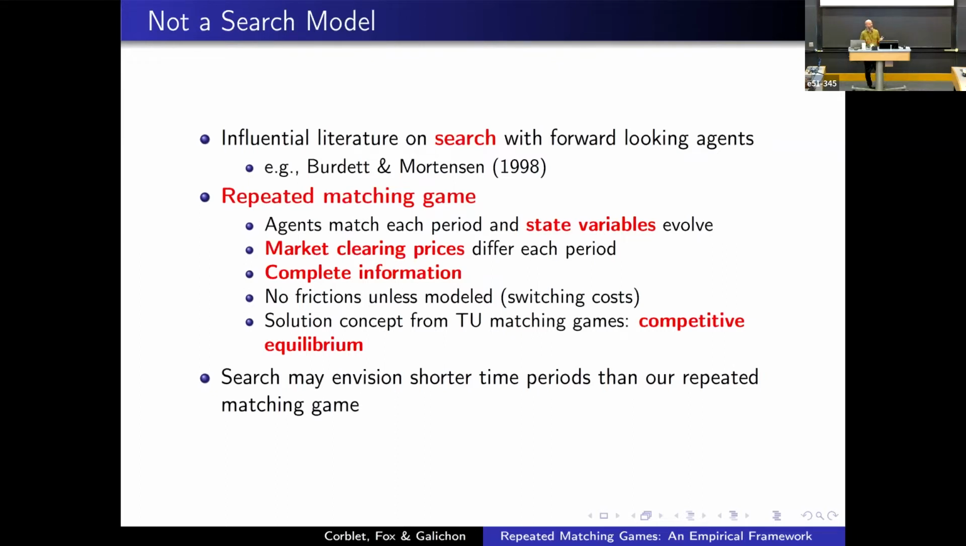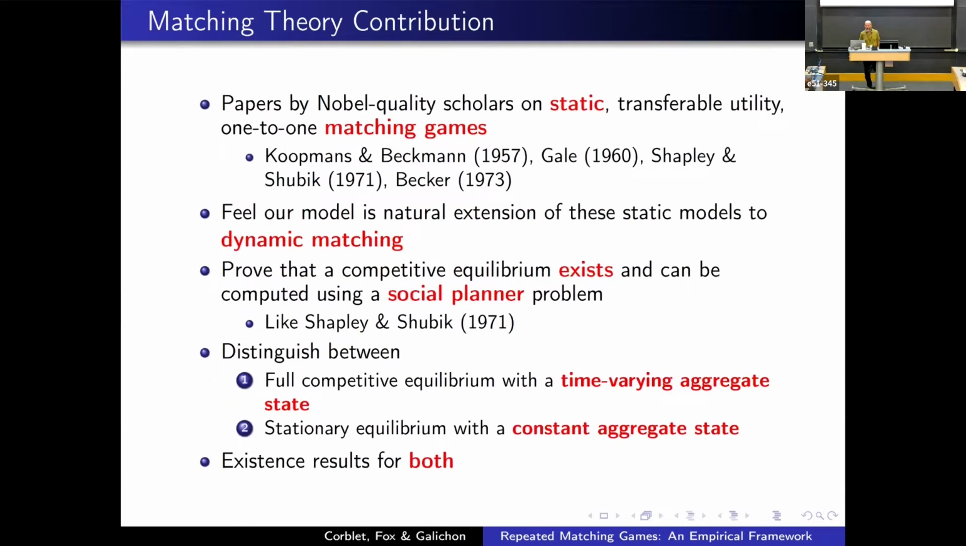And there's complete information in this model. And unless you put in frictions like switching costs, they're not inherent to the mathematical formulation. And the solution concept, we feel, is taken directly from the transfer utility literature on static matching games, which is competitive equilibrium. So again, I think the main difference is that search is thinking about shorter time periods than I am.